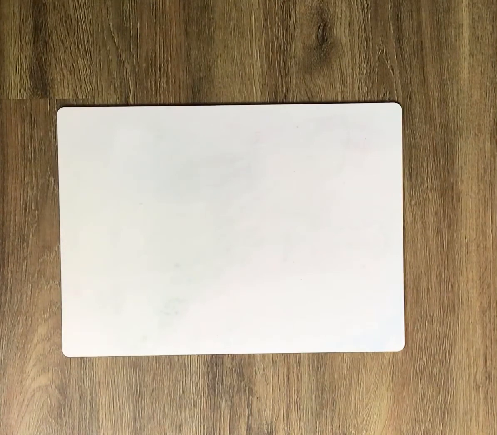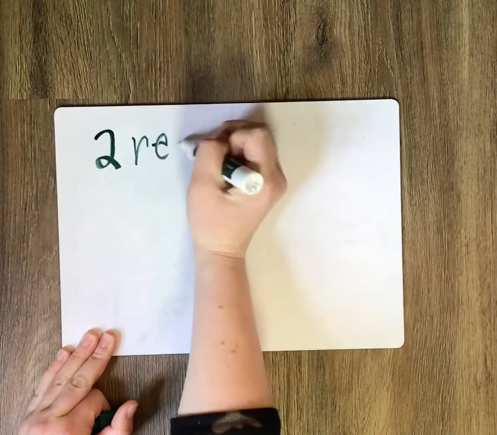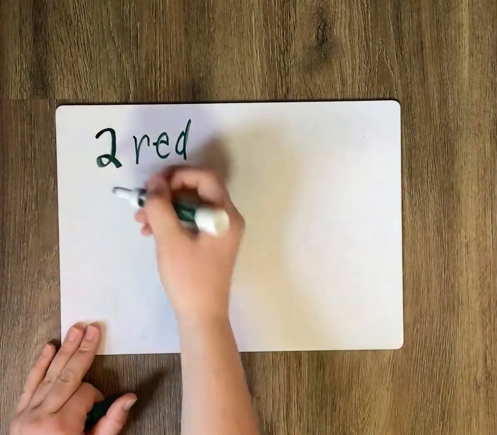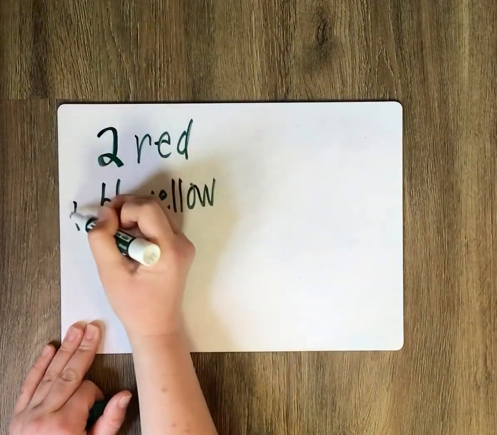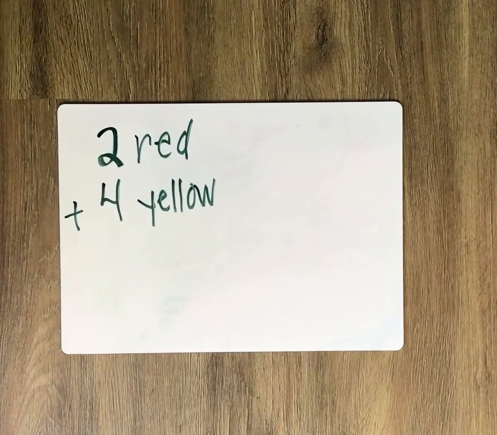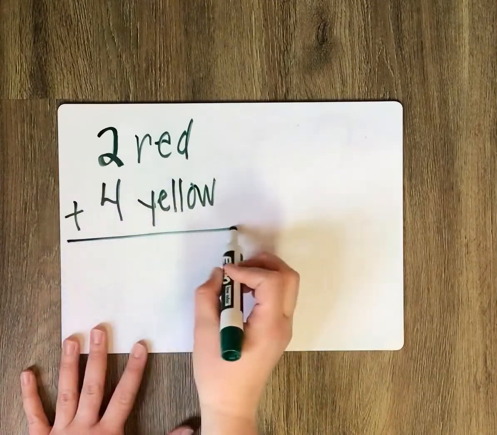Okay, so we're going to have to figure out how many candies Emma had. So we know that she had 2 red candies and 4 yellow candies. Okay, so I know that we are adding because we want to know how many candies she had all together. So that tells me that we're adding because they asked how many candies we have in all. So all together. So I know that we have 2 red and 4 yellow.